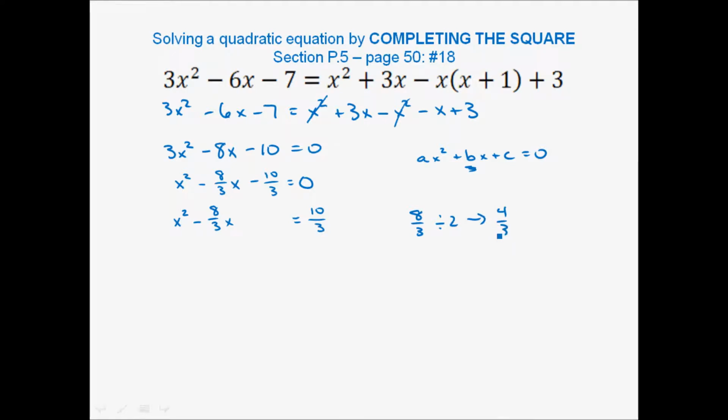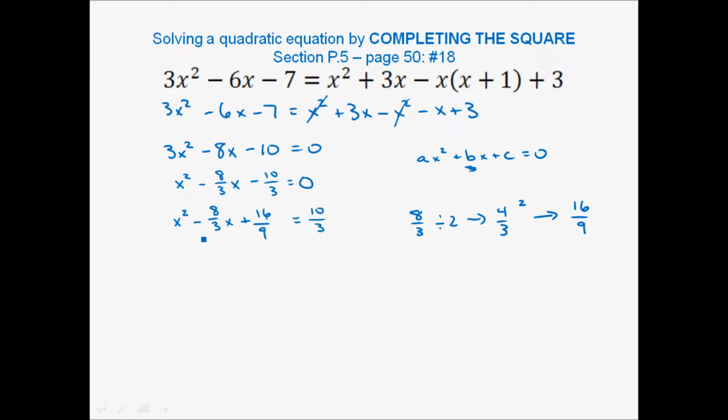Alright, after we divide it by 2, we want to square it. And when we square it, that gives us 16/9. Okay, so that's our big number. That's what we're going to add in this space right here. Alright, 16/9. That guarantees that we have a perfect square here.